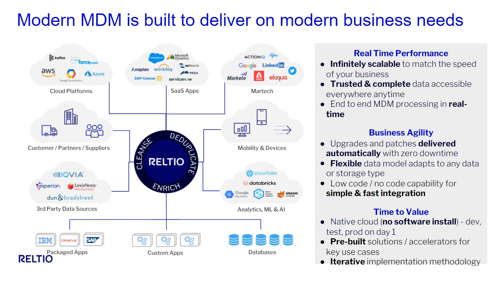We focus on business agility. So our upgrades are pushed in real time with no downtime to your environment. We'll later talk about some customer stories around upgrades, but these upgrades, like I said, can take anywhere between 6 months and a year for legacy MDM platforms. We do this live for our customers with zero downtime. You don't need to have an outage window for a weekend or a week in order to deploy this.